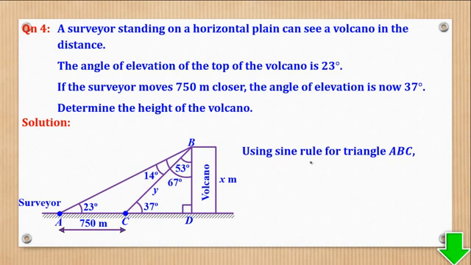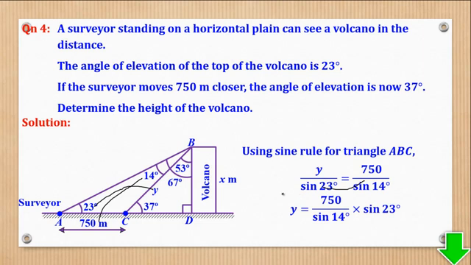So using sine rule for triangle ABC, I'm going to use sine rule. When I use sine rule, this y corresponds to this, and this corresponds to that. So I'll do that. Then I'll take this on this side to give you this. And next is to use a calculator to come up with the value of y. But remember, they want the value of x. So I'll still have to use this triangle.